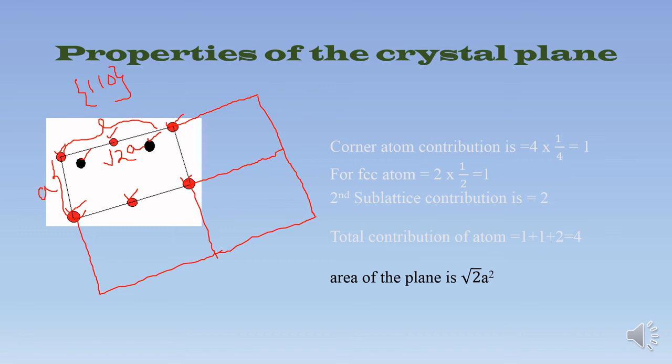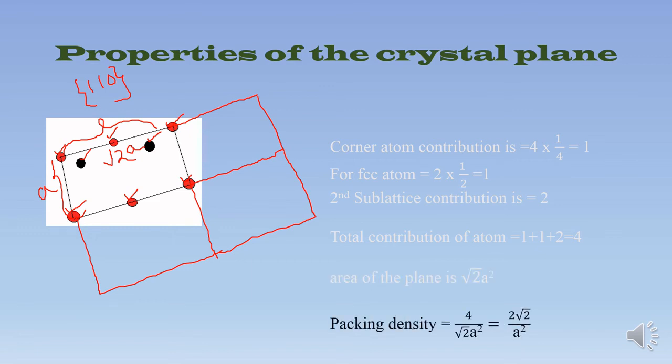So how can we calculate the packing density? That is the total contribution of atoms, which is 4, divided by the area of the plane, root 2 a square. That means we can write 4 by root 2 a square, that is equal to 2 root 2 by a square, right? So we see for the 100 plane the atomic density was 2 by a square, and for the 110 plane the atomic density is 2 root 2 by a square. Therefore, the atomic density is larger in the case of the 110 plane, right? So these are all the properties of the 110 plane.